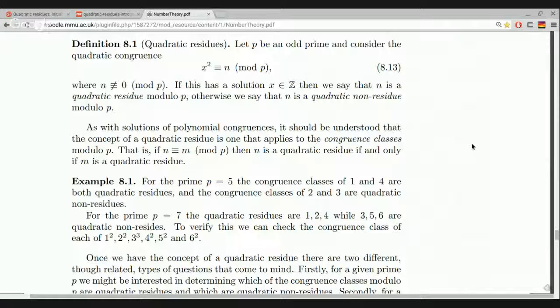So we say that if there exists an x such that x squared is congruent to n modulo p, then we say that n is a quadratic residue. It's a residue, left behind as a remainder after you divide a square by p. It is the square of another congruence class. If there does not exist such an x, then we say it's a quadratic non-residue. So a quadratic residue has a square root in the system. A quadratic non-residue does not.